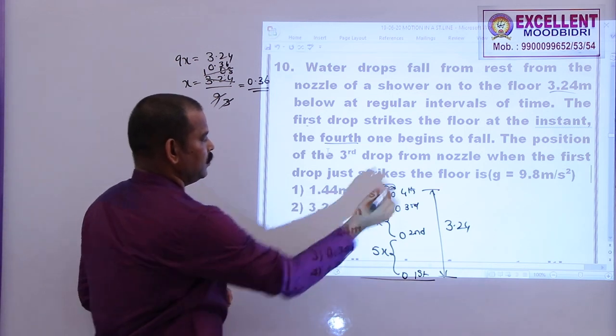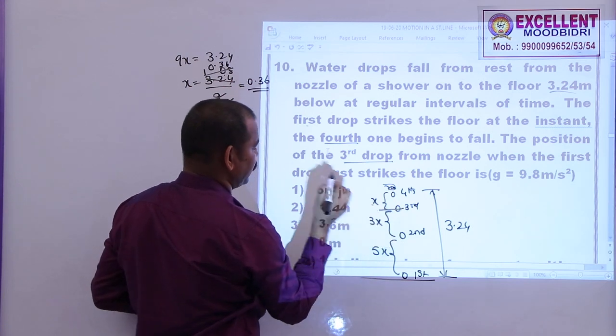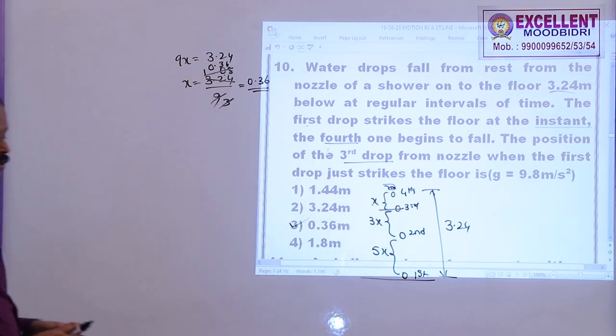What are they asking? The position of the third drop from the nozzle. So this is the nozzle, this is the third drop. That means they are asking for x only. So the answer is 0.36 meter.